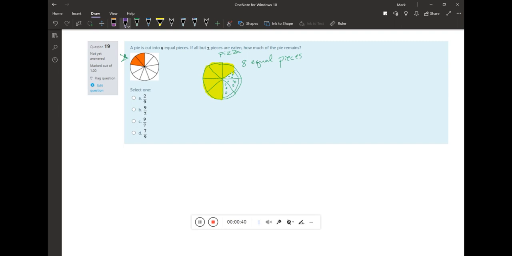Okay, so in the question we've got to be careful if it's asking how much of the pizza has been eaten. It's going to be different than how much remains. So I'm going to do both of those parts. How much remains is how much is left, how much is still there. So 8 equal pieces, each of those pieces we call an eighth, right? So this is an eighth, and this is an eighth, and this is an eighth, okay?